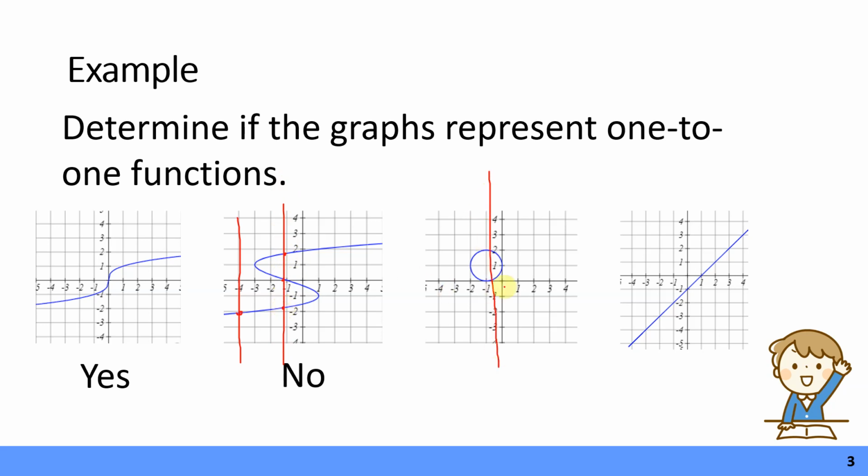All right, so let's go ahead and try the next one. This one should be easy, right? Look at that. I make a line, it intersects at 2 different points. So this one is no. This one is not a one-to-one function, again, because it's not even a function.